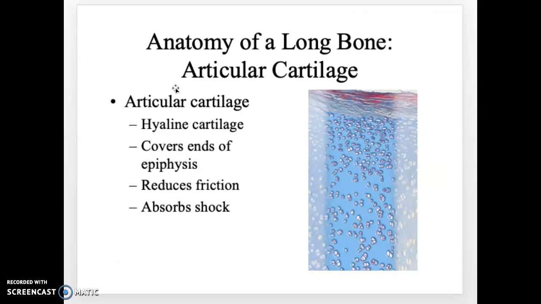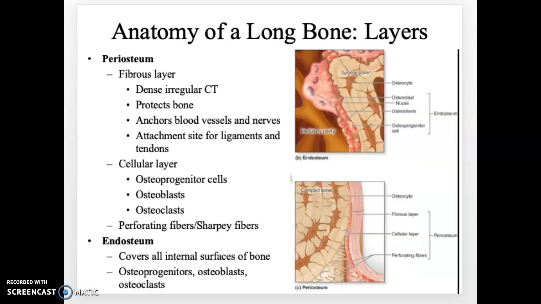At the end of the bone, we have that articular cartilage. It's hyaline cartilage. It covers the epiphysis, the end of the bone, and it serves to reduce friction and absorb shock, like we said earlier. And I will pick up with these layers on the next video.